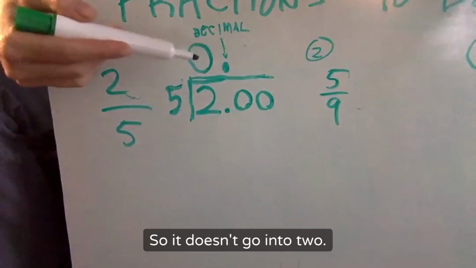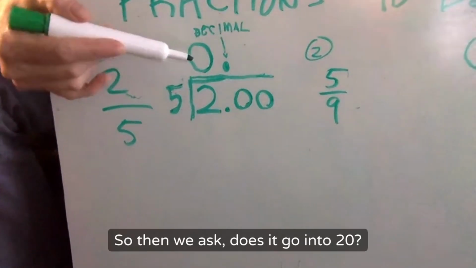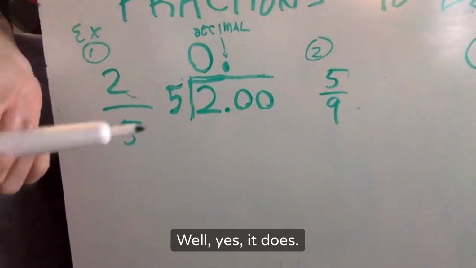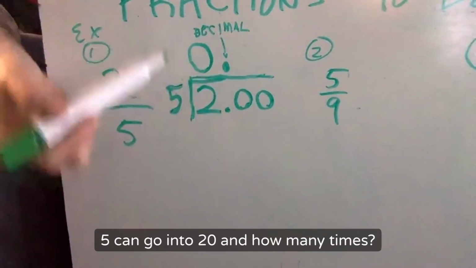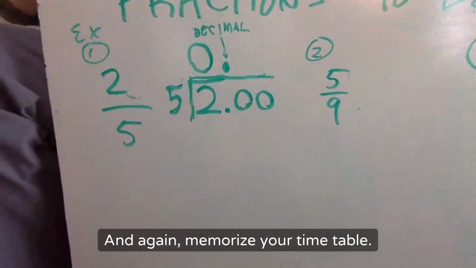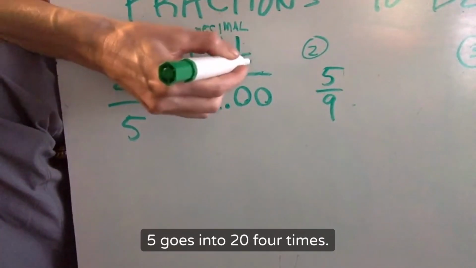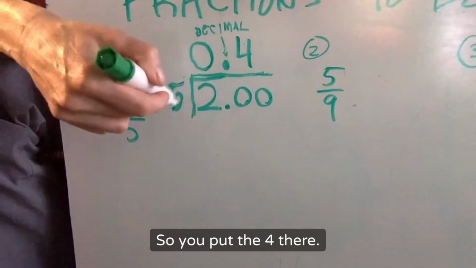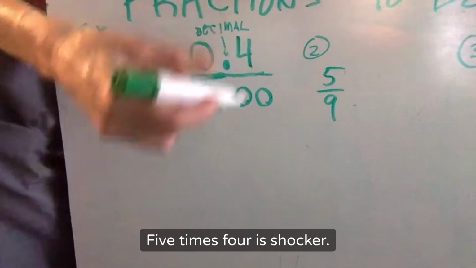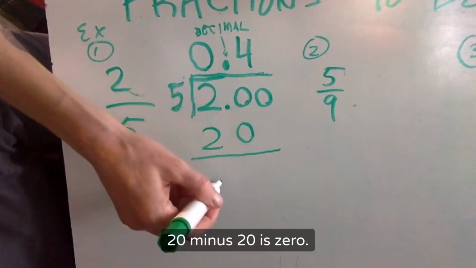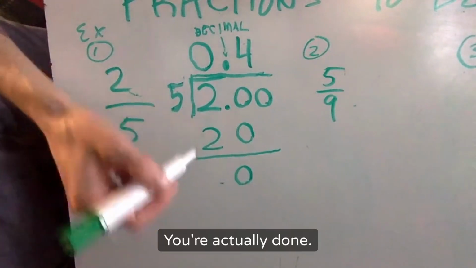Okay, so it doesn't go into 2. So then we ask, does it go into 20? Well, yes, it does. 5 can go into 20. And how many times? Again, memorize your times tables. 5 goes into 20 4 times. So you put the 4 there. 5 times 4 is, shocker, 20. 20 minus 20 is 0. You're actually done.